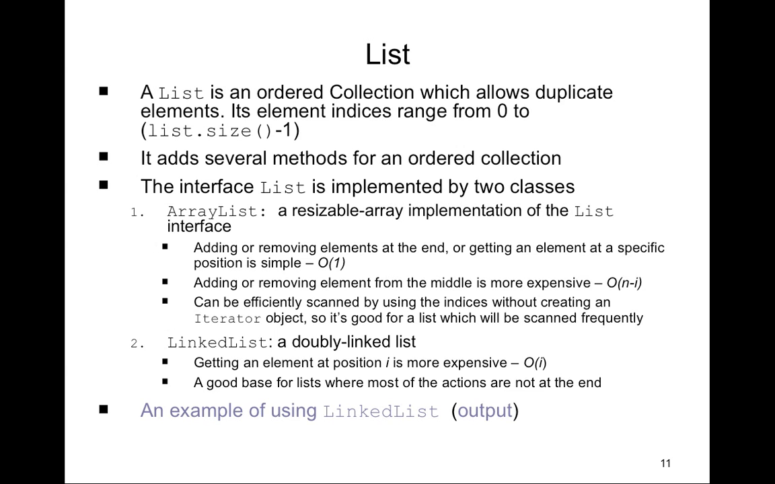Okay, the list. The reason I'm mentioning that is because I was looking at this going, yeah, you're going to need this for the midterm. If someone asks you what's a list, here's a definition of a list. A list is an ordered collection which allows duplicate elements. Its element indexes range from 0 to the list size minus 1. If you learned about arrays in the beginning, an array is a list, and those index values are the same thing as these index values here, or element items. So they do start with 0.